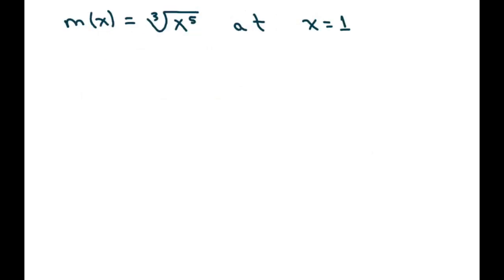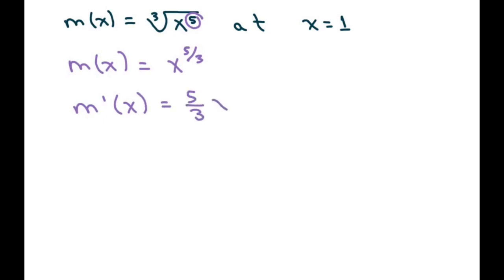And the next one is this one. So I'm going to go ahead and rewrite this in rational form. So this is, my power is 5 and my root is 3. So I'm going to go ahead and take the derivative of m, which is 5/3 x minus 1. So that's going to be 5/3 minus 3/3, and that gives you 2/3.